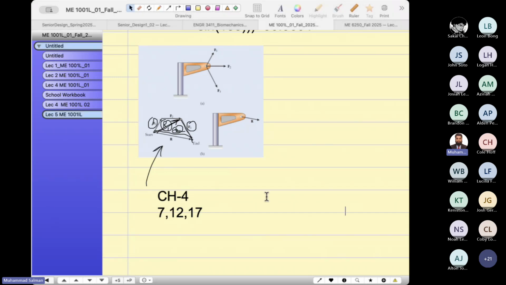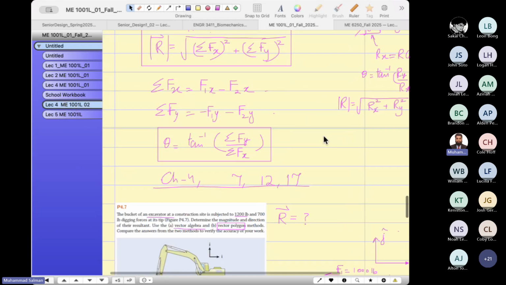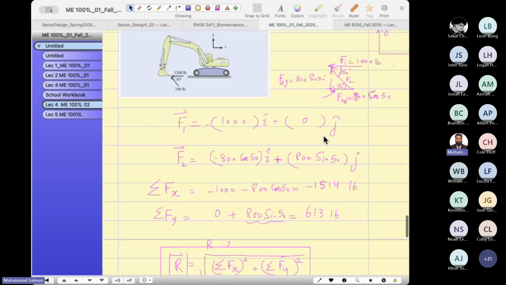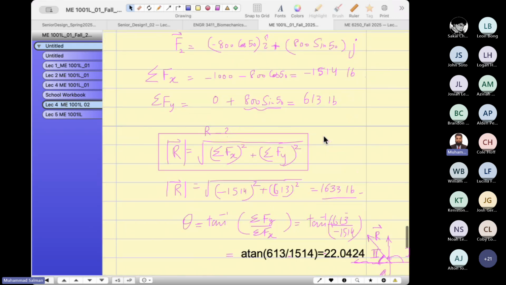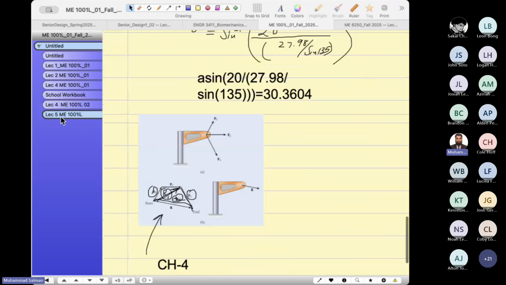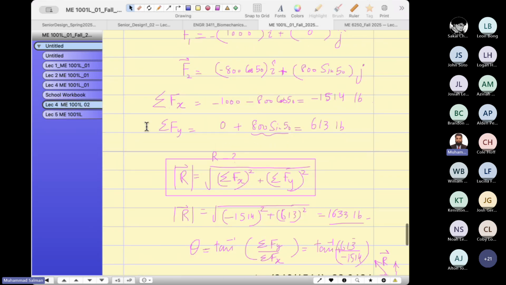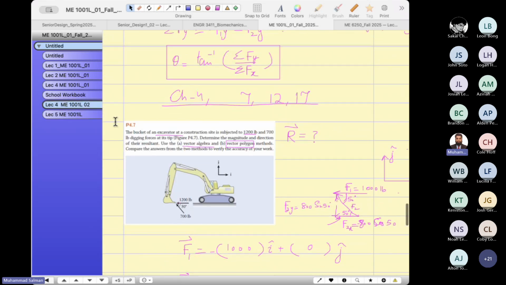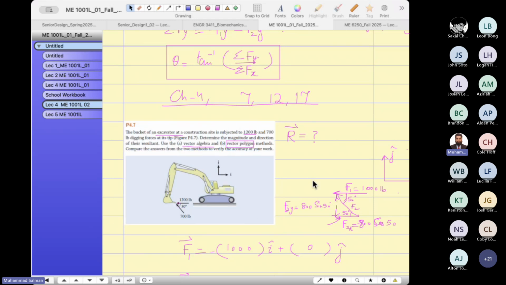Okay, so now let's go. We have already done question number 7 last time. I explained question number 7 using vector algebra. Today I'm going to use the same question with a different method.